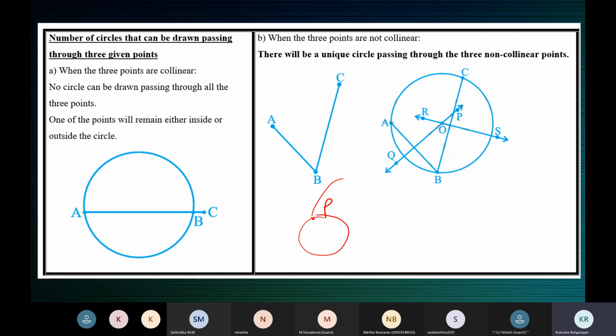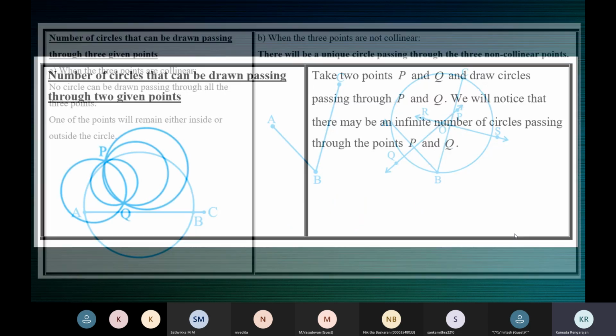You can draw a circle like this passing through P. You can draw so many circles, infinitely many circles, passing through the point P. Same is the case when you're given 2 points P and Q. You can draw as many circles as you want passing through these 2 points P and Q.